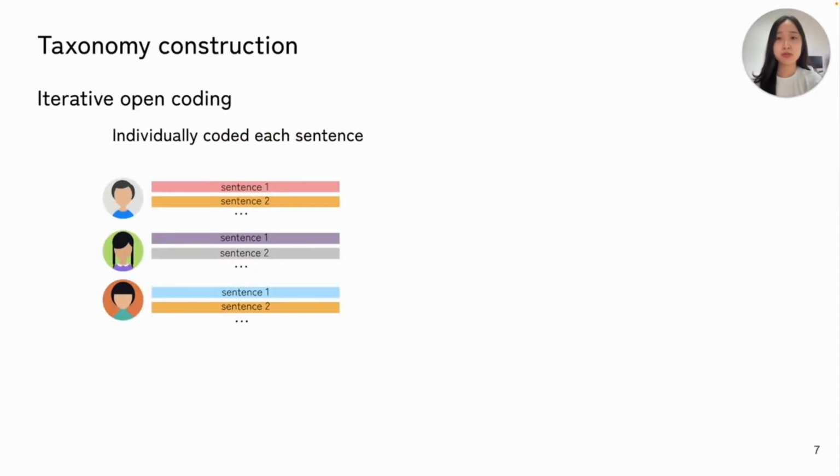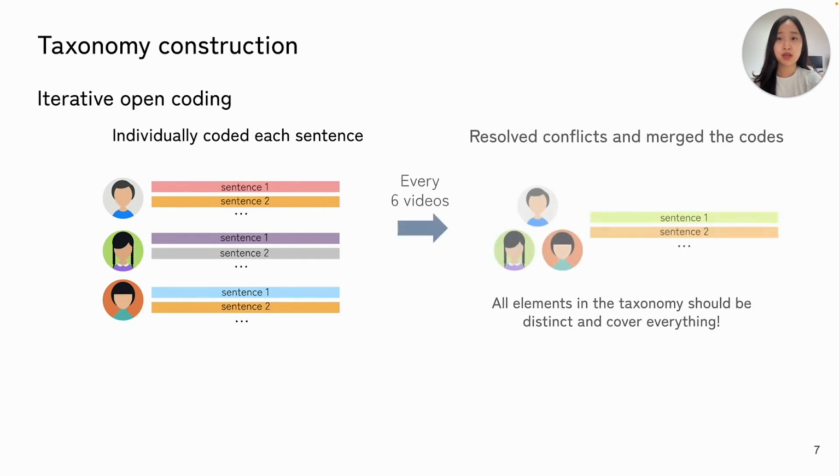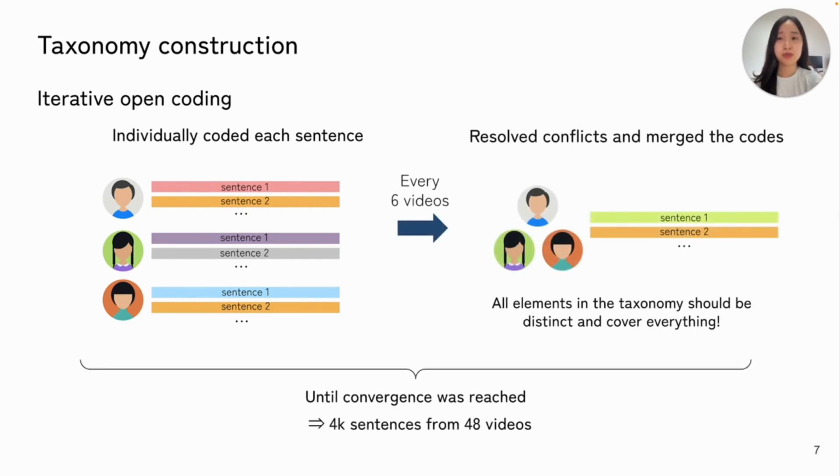Afterward, 3 authors performed an iterative open coding. Each author coded all sentences from selected 6 videos, and conflicts were resolved through discussion. The process was repeated on 6 new videos until no further changes were made to the taxonomy, which resulted in an open coding of about 4,000 sentences from 48 videos.